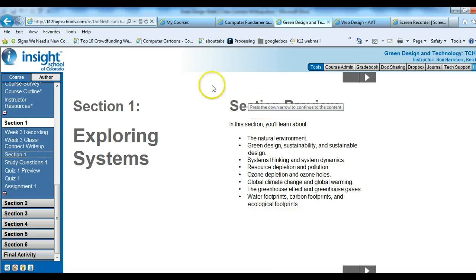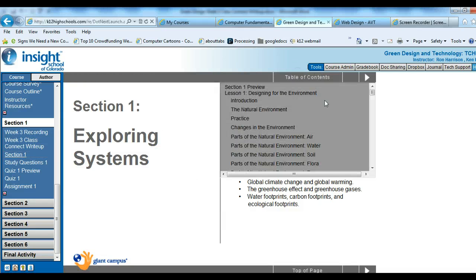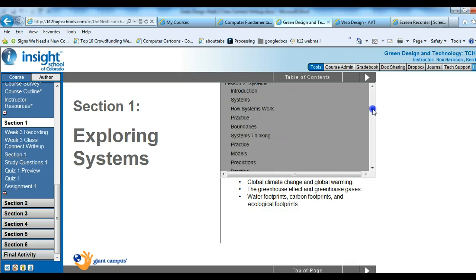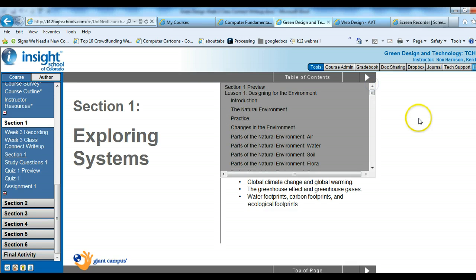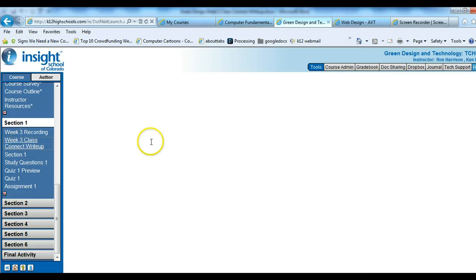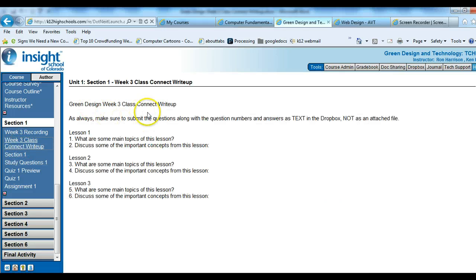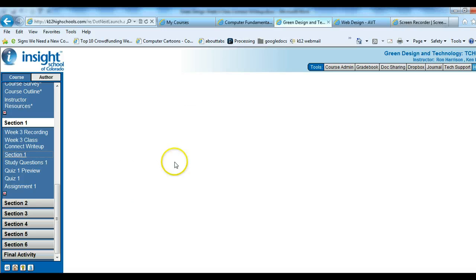If we go to section 1, here we are in section 1, you can see that it is made up of a bunch of different lessons, and again we're just going through lessons 1, 2, and 3 today. Now in the Class Connect write-up, you can see that I'm going to have you, for each of the 3 lessons we go through, say what the main topics of the lesson are and discuss some of the important concepts from the lesson. And this all needs to be done in well-written paragraphs for each of these things. So let's jump right into section 1, and now we're into the section presentation.